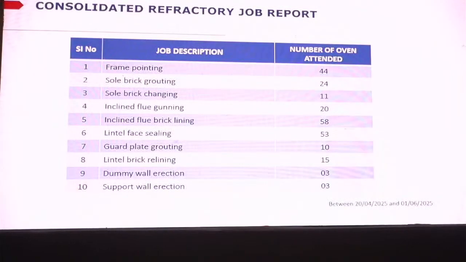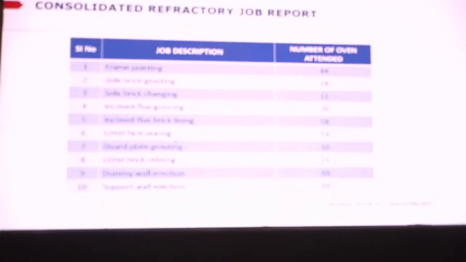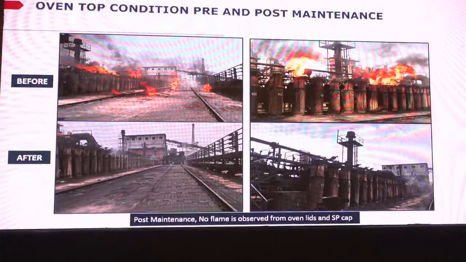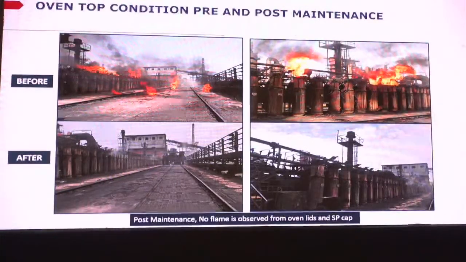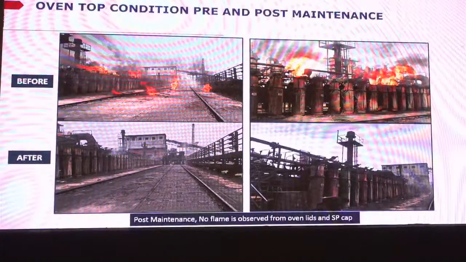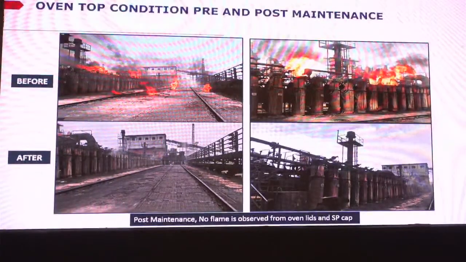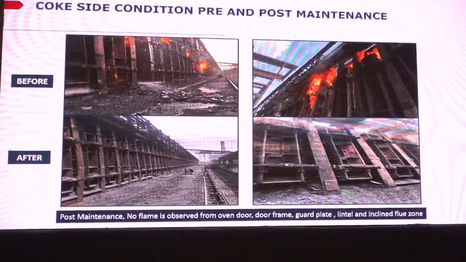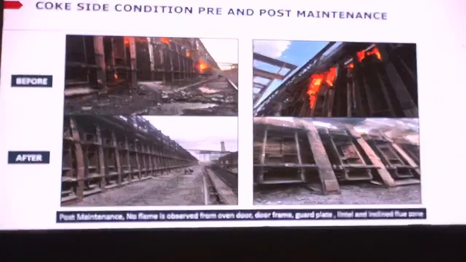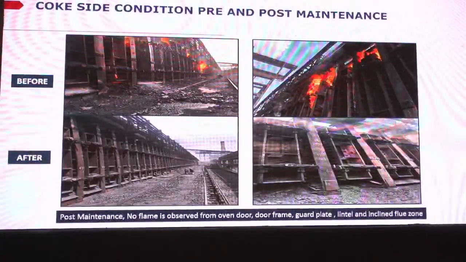These are the refractory jobs on 72 ovens during the 1-month cycle period, and this is the before and this is the after post maintenance. No flame is observed from the oven lid and XP caps, and this is also post maintenance. No flame is observed from the oven door frame, guard plate, lintel and inclined flue joint.